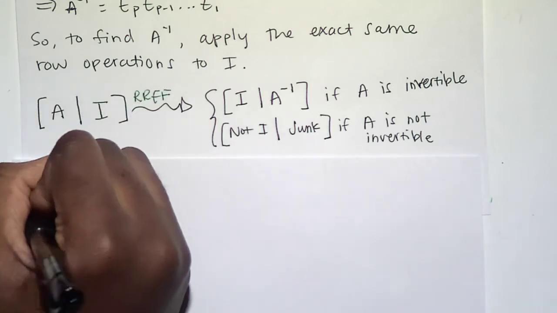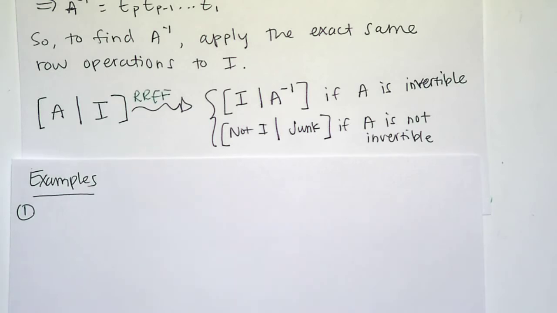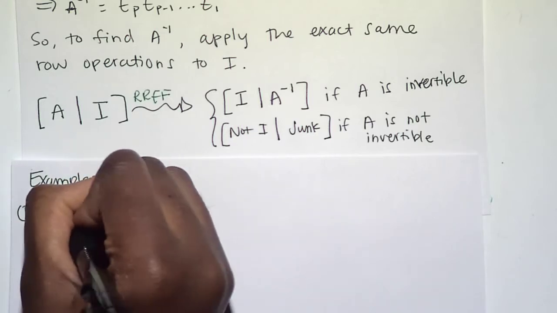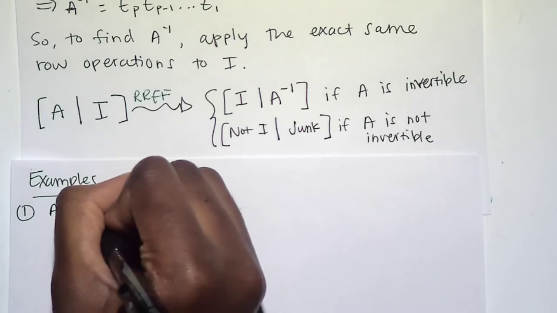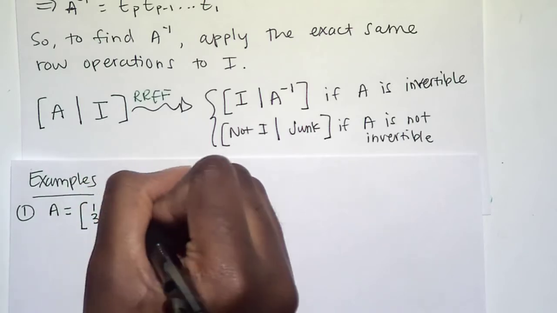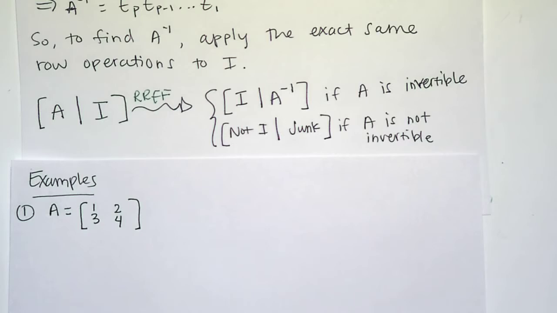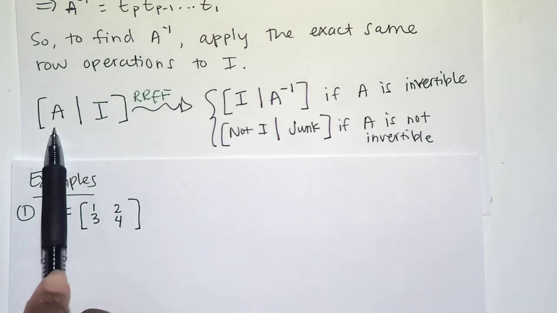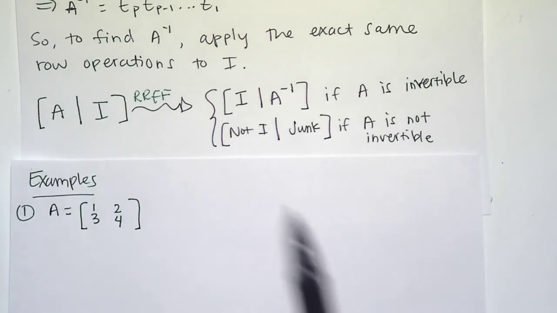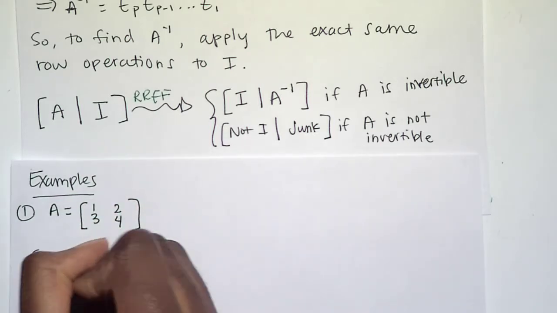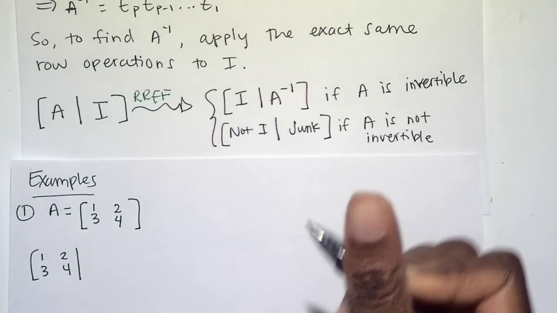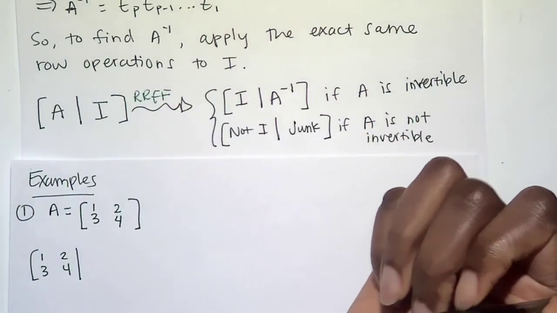All right, first example, I'm going to do 2 by 2s just because it'll be quicker, but this works for all sizes, all square matrices. So let's say A is 1, 3, 2, 4. What are we going to do? We're going to set up this augmented matrix, where on the left side I have matrix A. On the right side, I have the 2 by 2 identity.